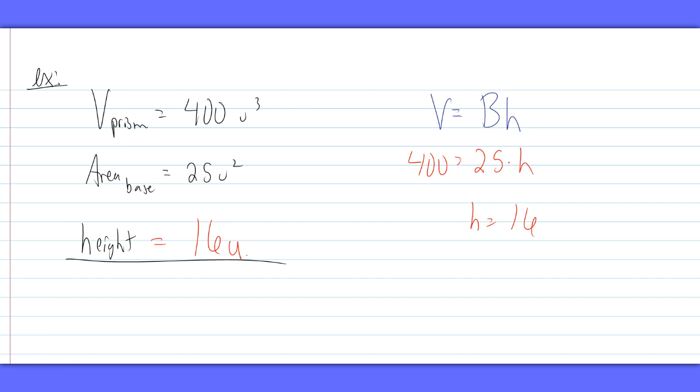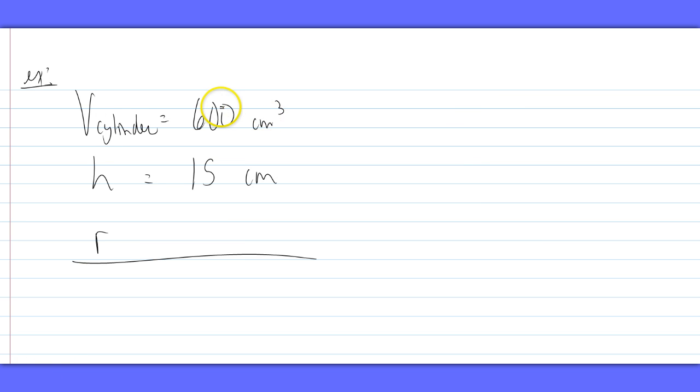In this example, we have a cylinder that has a volume of 600. The cylinder also has a height of 15 centimeters. Our goal is to find the radius of that cylinder. So I'll just write down my formula. The volume of a cylinder is pi r squared H. The area of the base is pi r squared times the height of the prism. Now plugging in what we are given, the volume is 600. The height was 15.